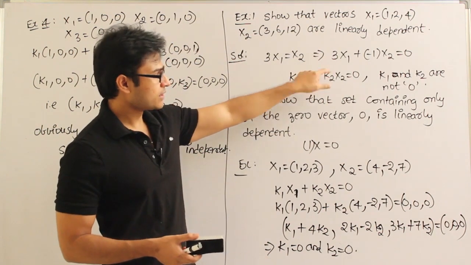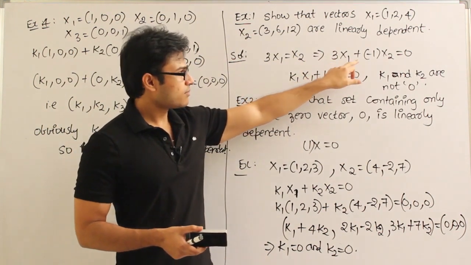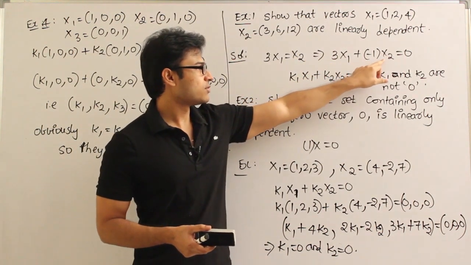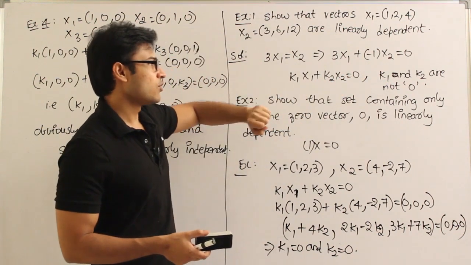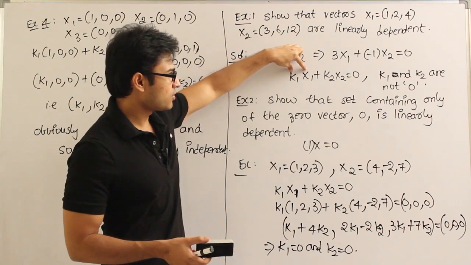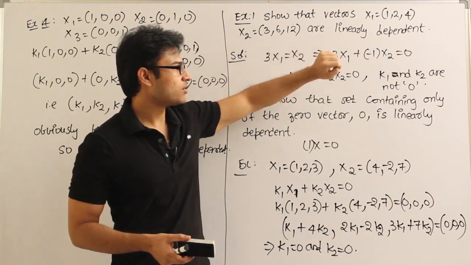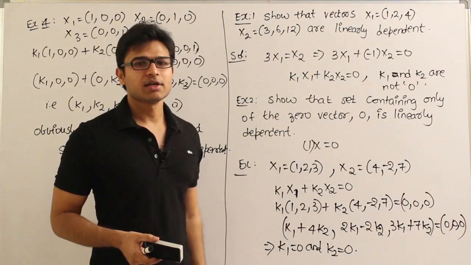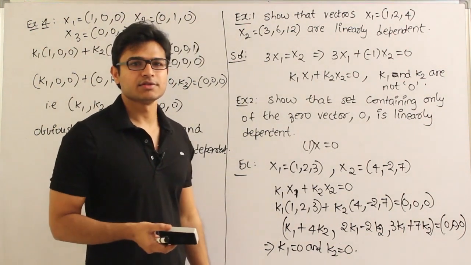So how can I put this in another way? 3 into x1 minus 1 into x2 equal to 0. Therefore I am able to write these vectors in the form of k1 into x1 plus k2 into x2 equal to 0, where k1 and k2 are not simultaneously zeros.